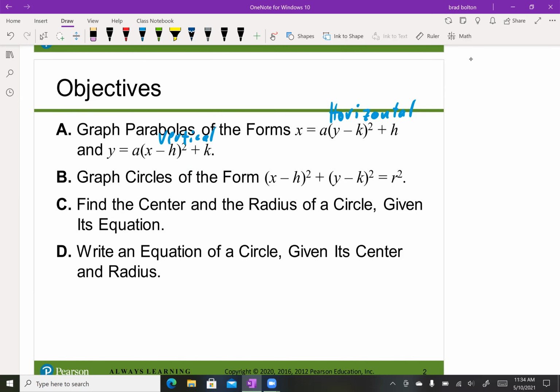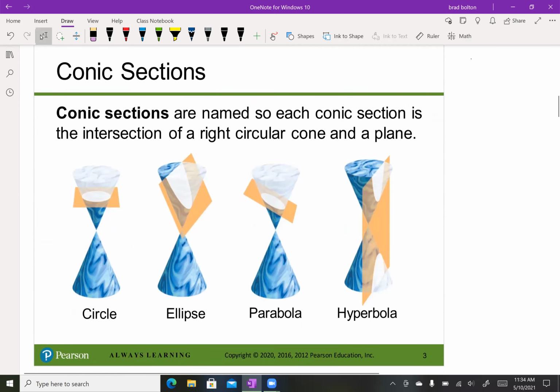So the next thing we're going to talk about is graphing circles of the form (x minus h) squared plus (y minus k) squared equals r squared. This is what I refer to as standard form for a circle. Then we're going to find the center and the radius of a circle given its equation, and write an equation for a circle given its center and radius. So the beginning will be about parabolas and the end of this section will be about circles. Okay, and they're not too bad.